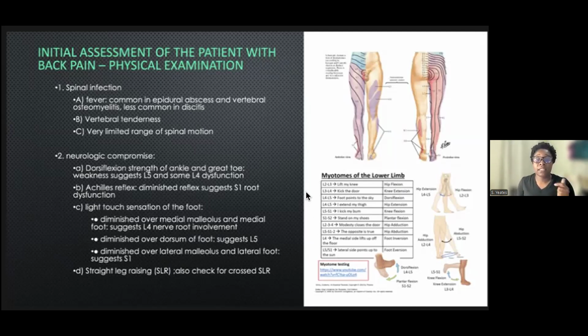Then the patient may have a diminished Achilles reflex, and this would suggest an S1 root dysfunction. Just trying to pinpoint it when I talk about it. If they have light touch sensation of the foot that's diminished over the medial malleolus and the medial foot, that would also suggest L4 nerve root involvement. If it's diminished over the dorsum of the foot, that's an L5. And if it's diminished on the lateral malleolus and lateral foot, that suggests an S1. The patient may also have a positive straight leg raising test or crossed straight leg test.